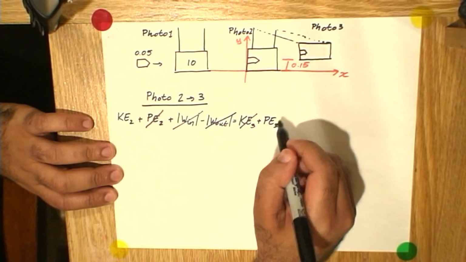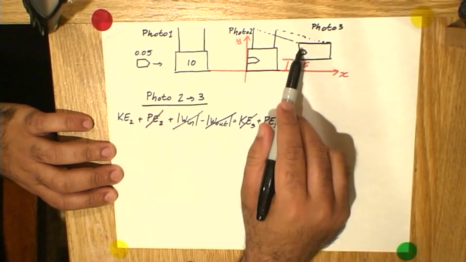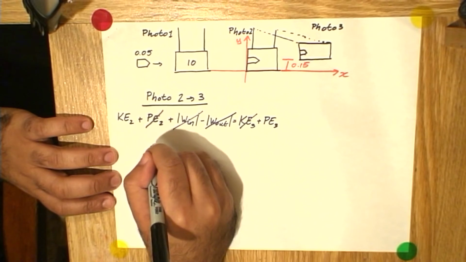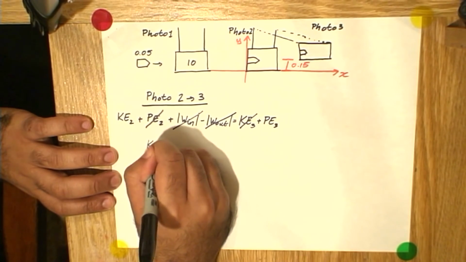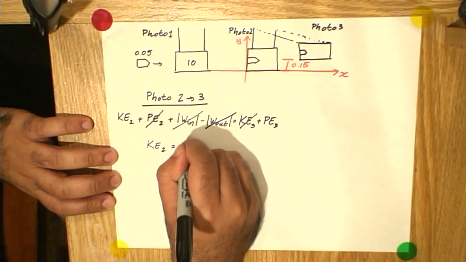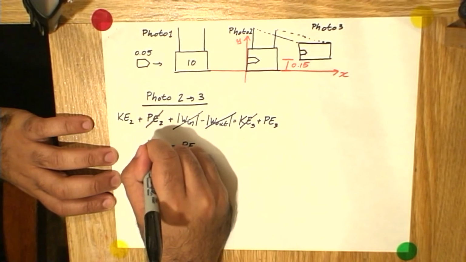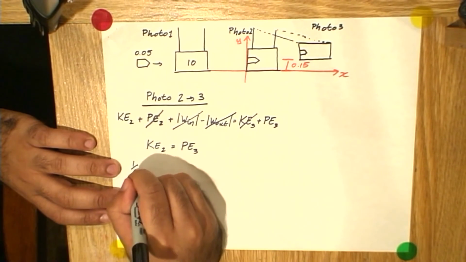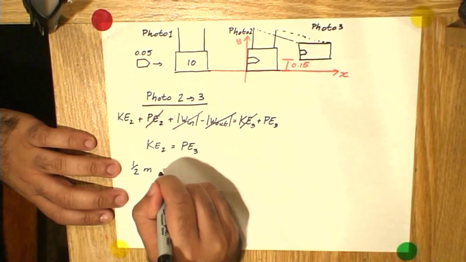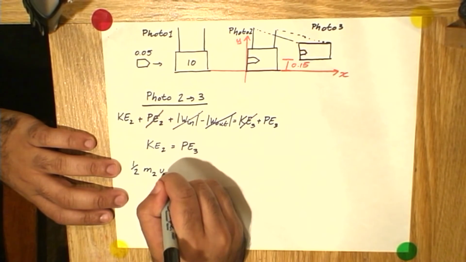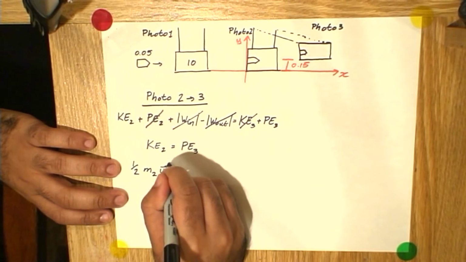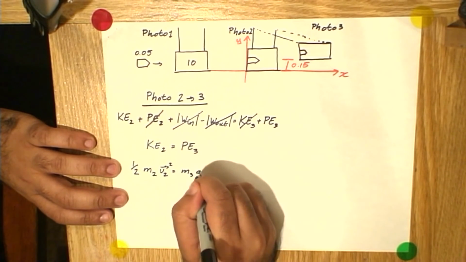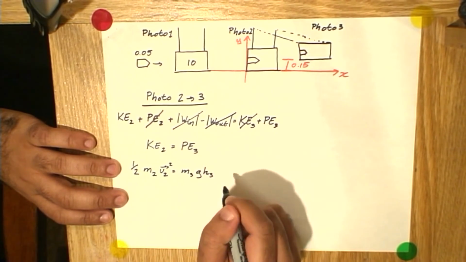Potential energy at 3. That means that all of the energy in the box is potential. So that means that this entire conservation of energy statement becomes simply KE2 equals PE3. Let's expand this out. Half times the mass in photo 2 times the velocity in photo 2 squared is equal to mass in photo 3 times g times the height in photo 3.